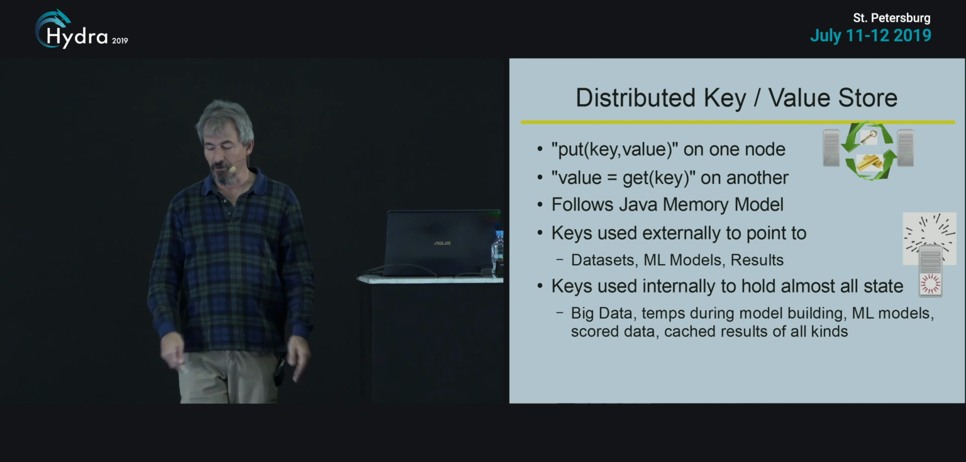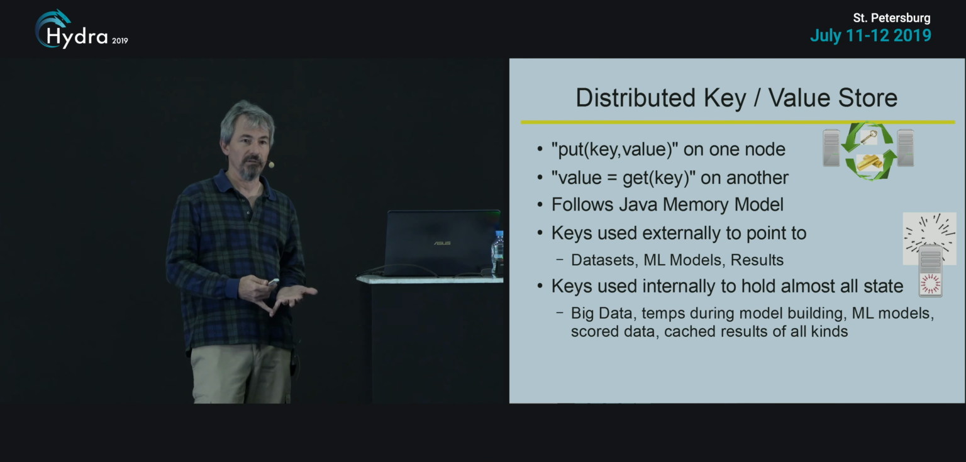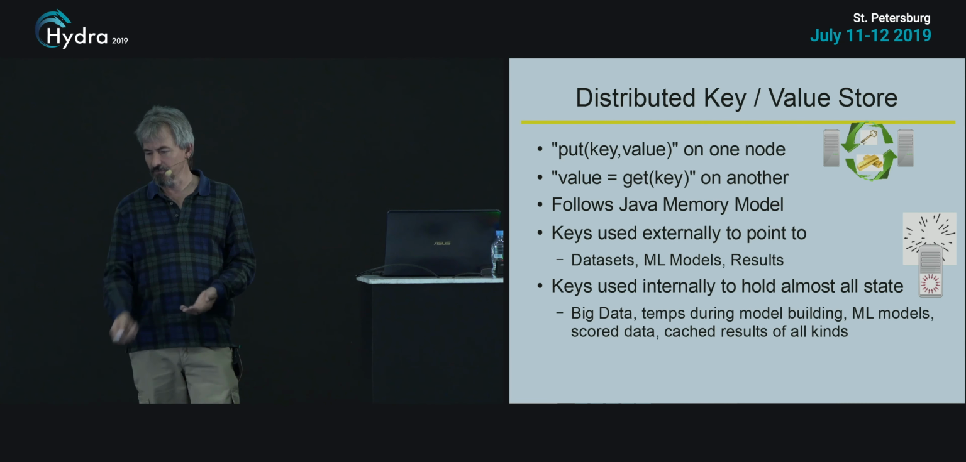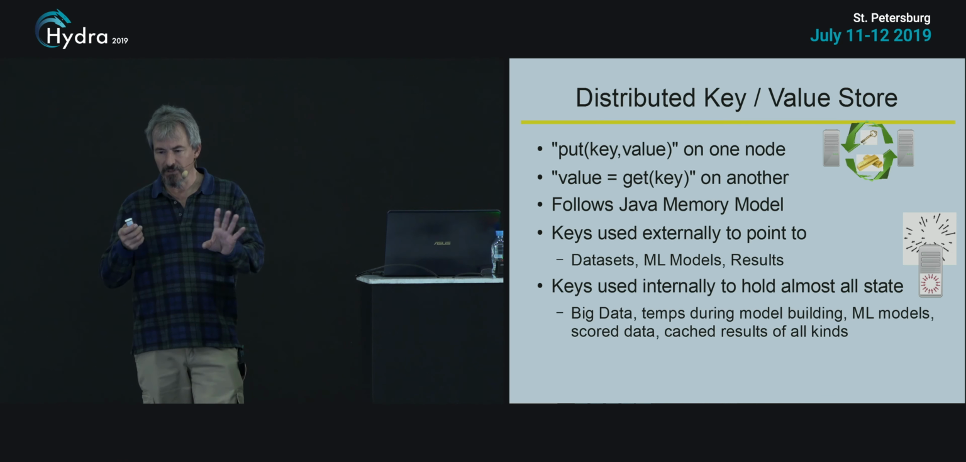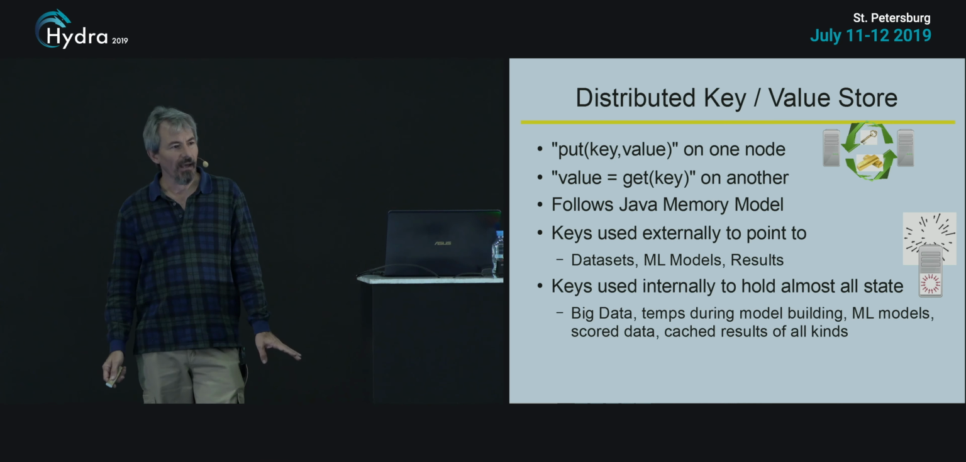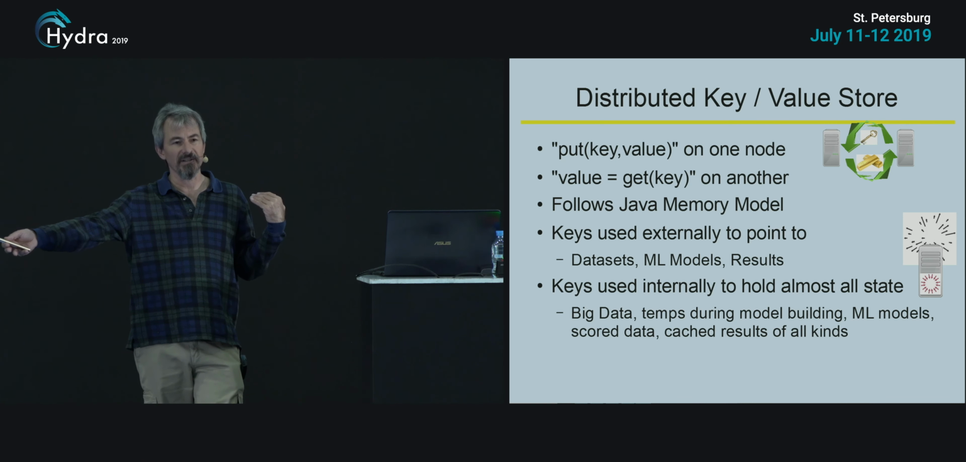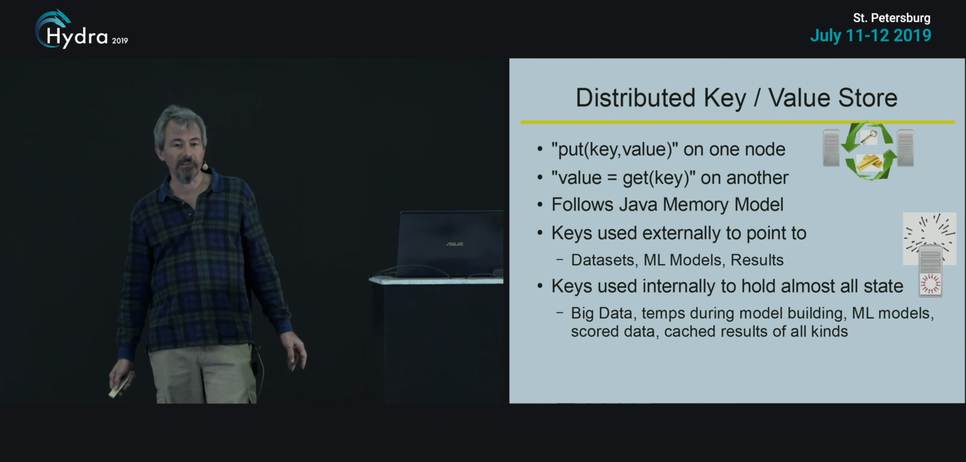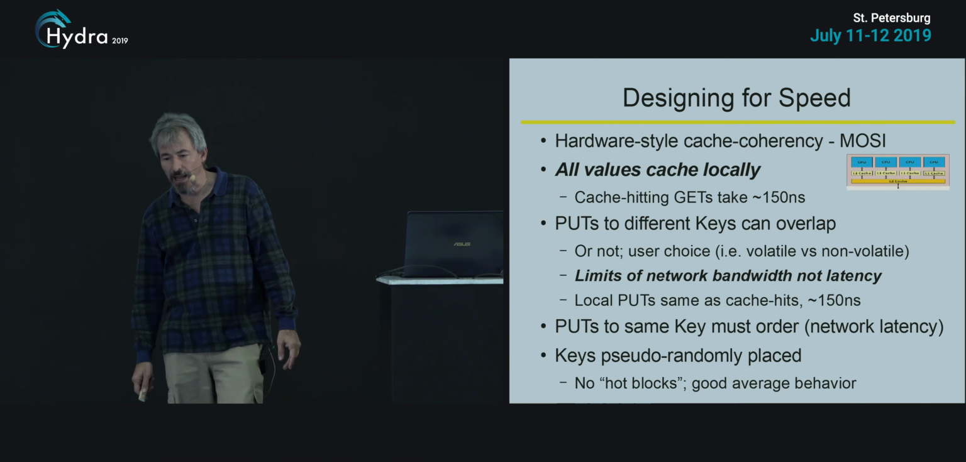Externally, it's all this stuff. Internally, there's also a bunch of temporaries used during the model building process. Score data, there's all kinds of cached results floating around here. So the system gets a heavy use. And in fact, in practice, you could see millions of cross-node key communications a second as sort of a standard everyday thing. Within a node, it's even faster because everything will cache.